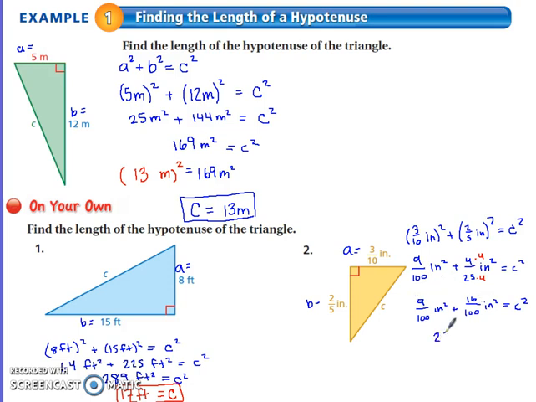Adding, I've got 25 over 100 square inches is equal to c squared. So I'm looking for just c. I know that my units are going to be inches, and the square root of 25 over 100 is going to be 5 over 10, which does simplify down to 1/2. So the value of c is going to be just 1/2 inch.